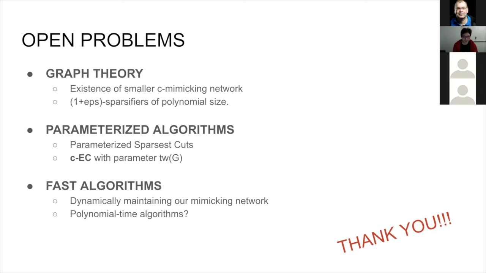In terms of fast algorithms, the question of dynamically maintaining our mimicking network directly is still open. The recent work does not maintain our mimicking network; it uses a slightly modified structure. And also, is there a polynomial time algorithm for our mimicking network? I think this was solved recently, but the paper was posted on arXiv by one of the co-authors of this paper. And yes, that's it. So thank you for listening.